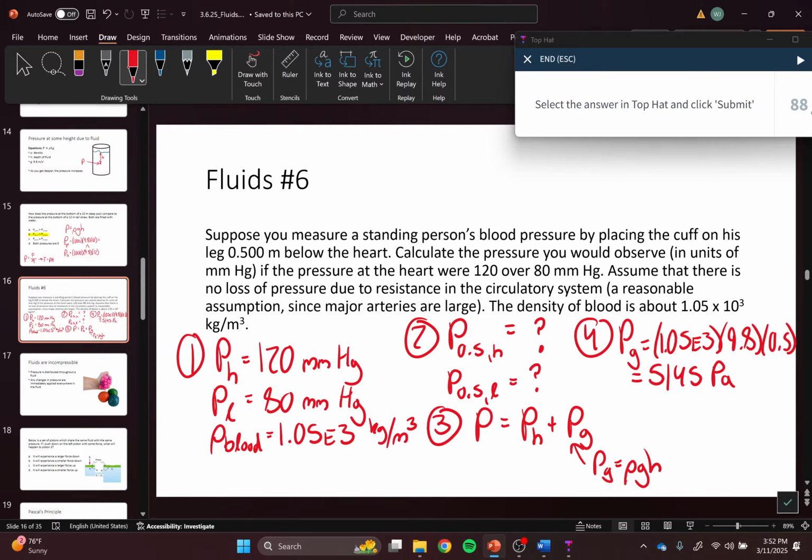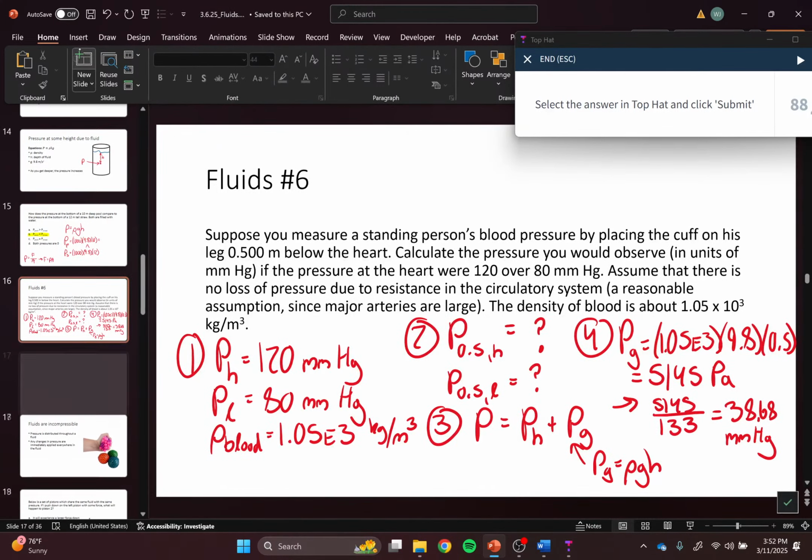So, why am I making this point? You all have to convert this. If you want to add it to 120, don't add pascals and millimeters of mercury because they're not the same thing. So this is going to be 5,145 divided by 133. 1 millimeter of mercury is 133 pascals. That's going to give us an answer that's much more reasonable: 38.68 millimeters of Hg. And then I need a new slide.